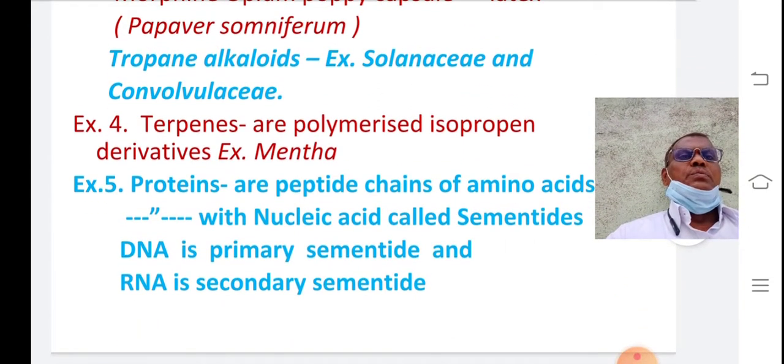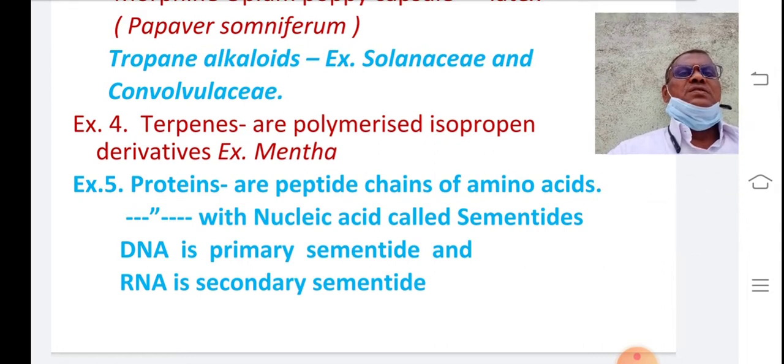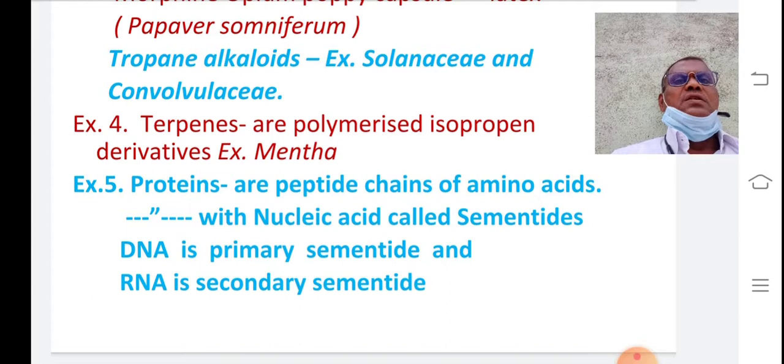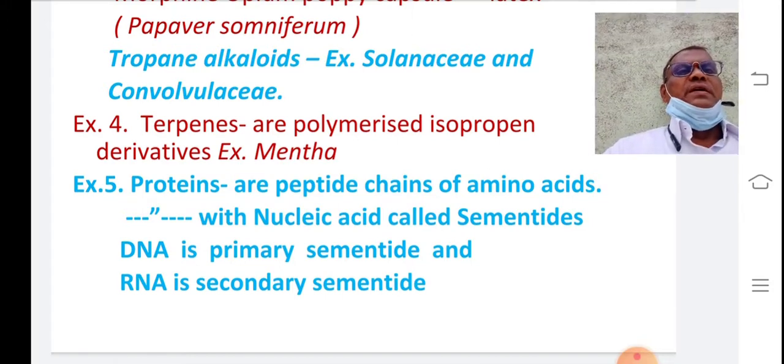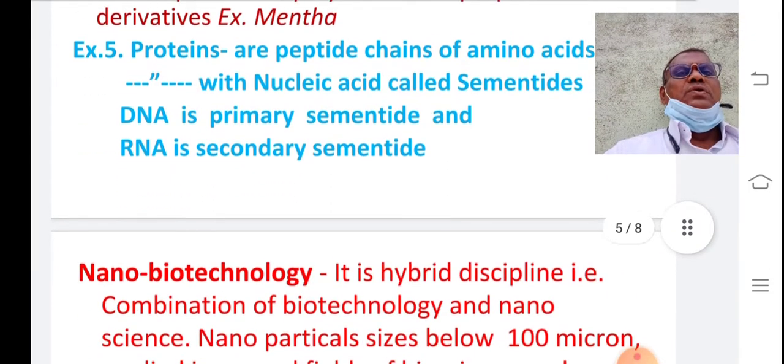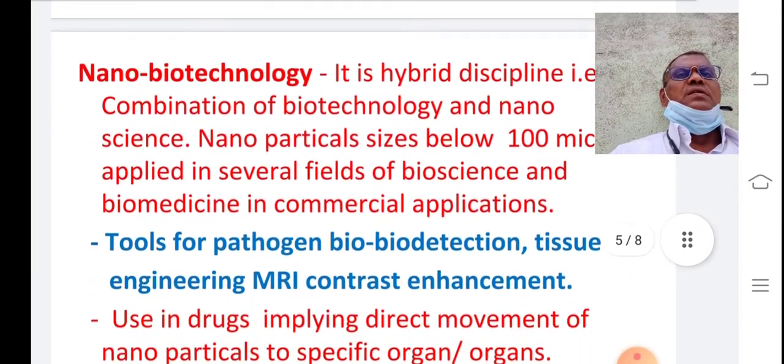Then example number 5 is about the amino acids. These are the peptide chains of amino acids, and proteins are with nucleic acid called the semantide. That is, DNA is the primary semantide and RNA is the secondary semantide. So like this, we have some good examples.